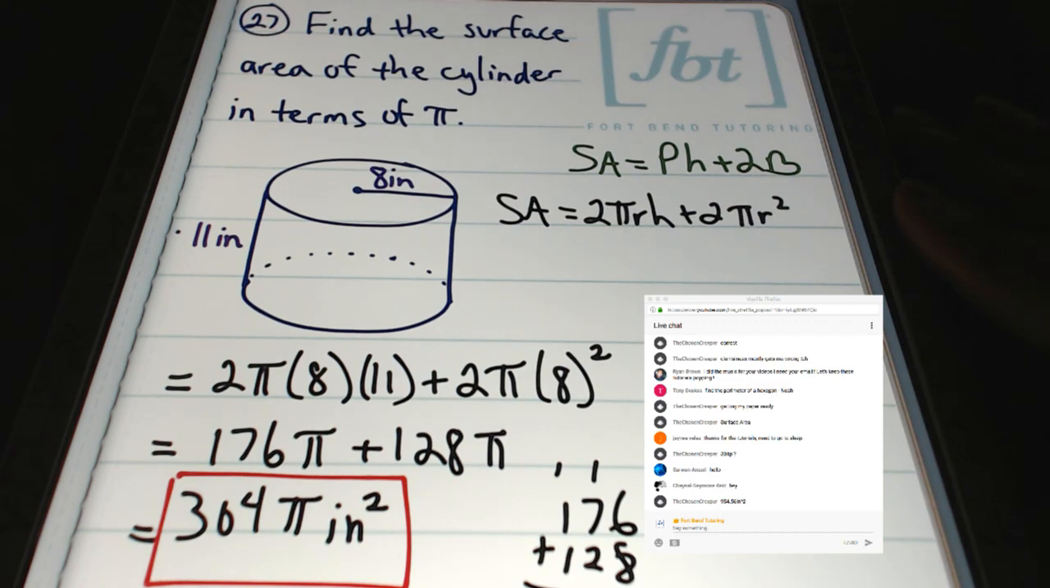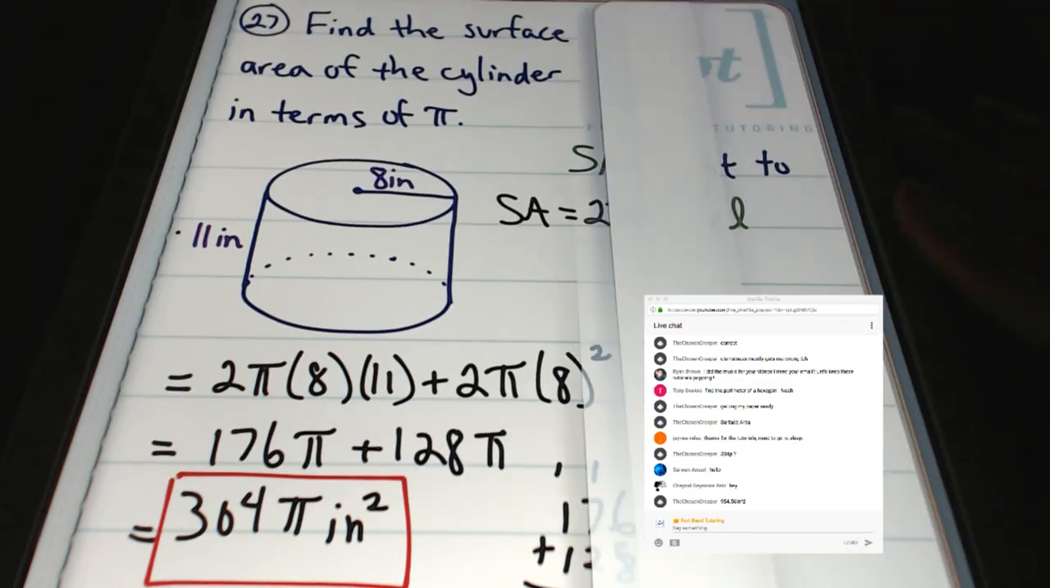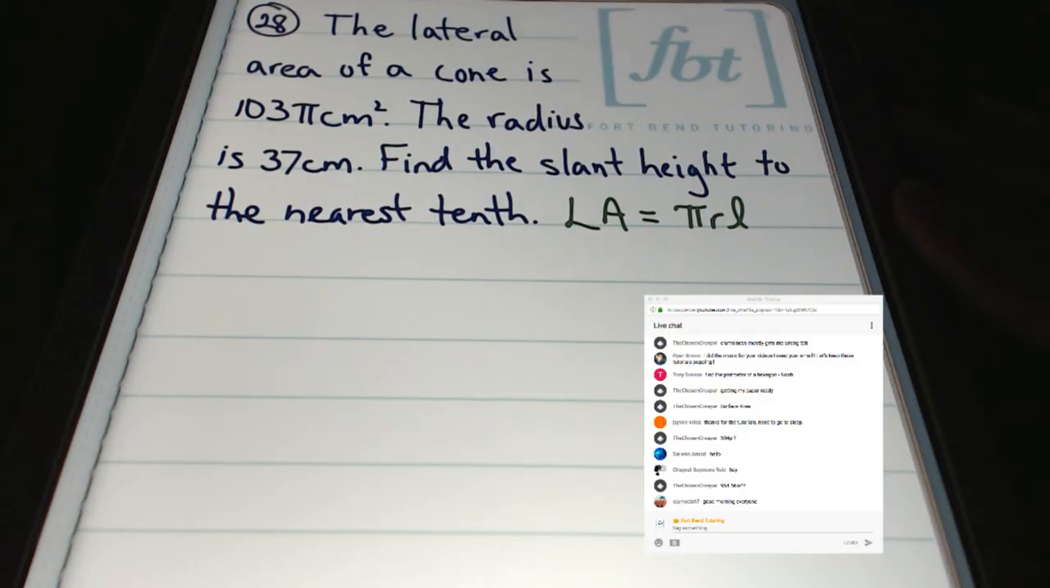And that was problem number 27. Let's move on. Let's keep this thing going here. Let us keep this thing going.